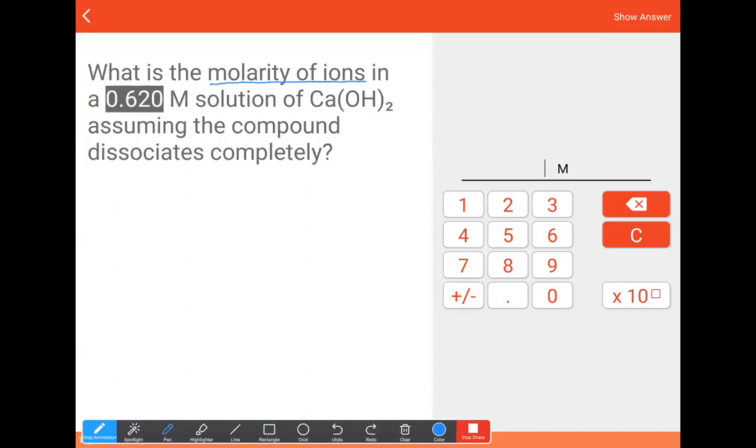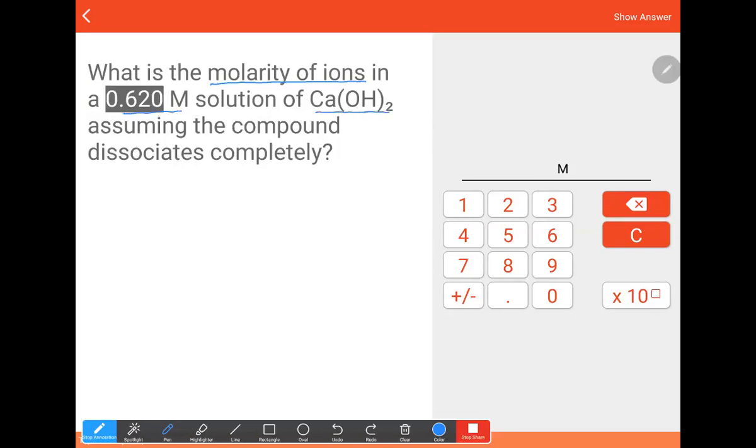So it's not grams of a solution. It's not even necessarily moles of a solution. That is important if it's a non-electrolyte. But when we get to electrolytes, it's how many moles of ions. And so this question is asking us molarity of ions. It tells us that we have a 0.620 molar solution of calcium hydroxide.